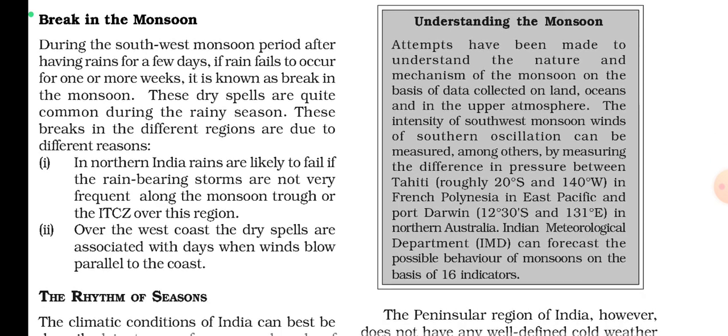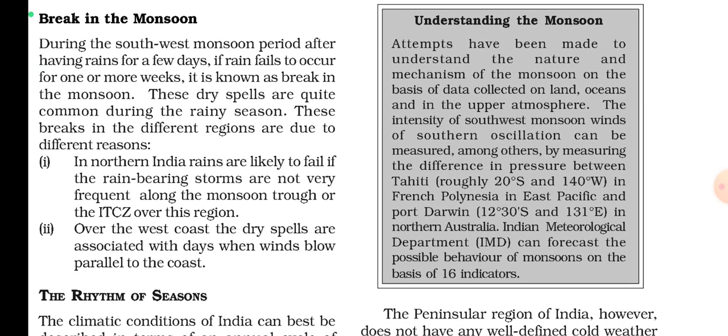Break in the monsoon. During the southwest monsoon period, after having rains for a few days, if rain fails to occur for 1 or more weeks, it is known as a break in the monsoon. These dry spells are quite common during the rainy season. These breaks in the different regions are due to different reasons.